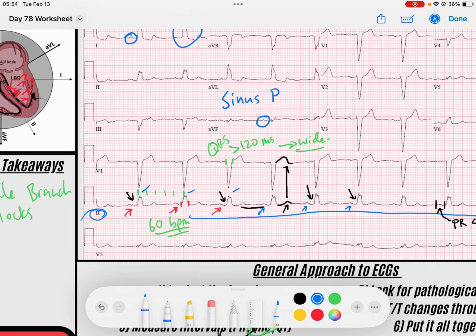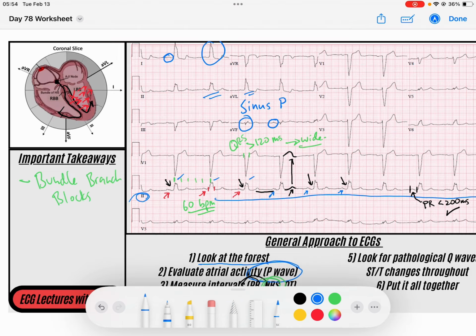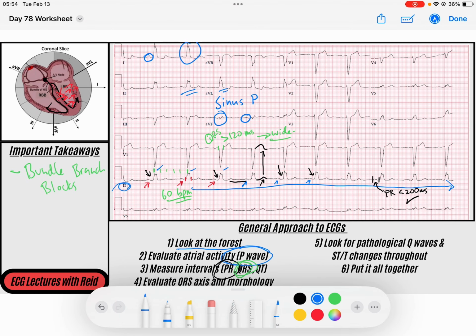And I'd say maybe somewhat isoelectric in AVF, but you can see it's going towards lead 2 and towards AVL. So I would say this axis is probably somewhere to the left, just like that. It's not a left axis deviation, but it's a little bit towards the left.